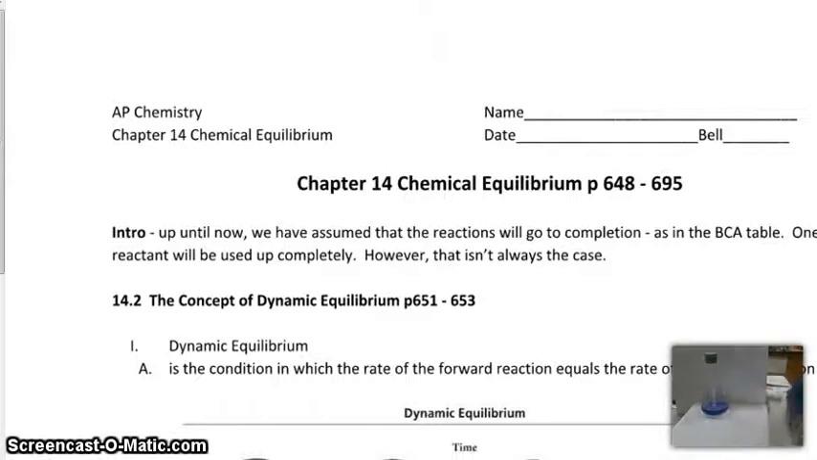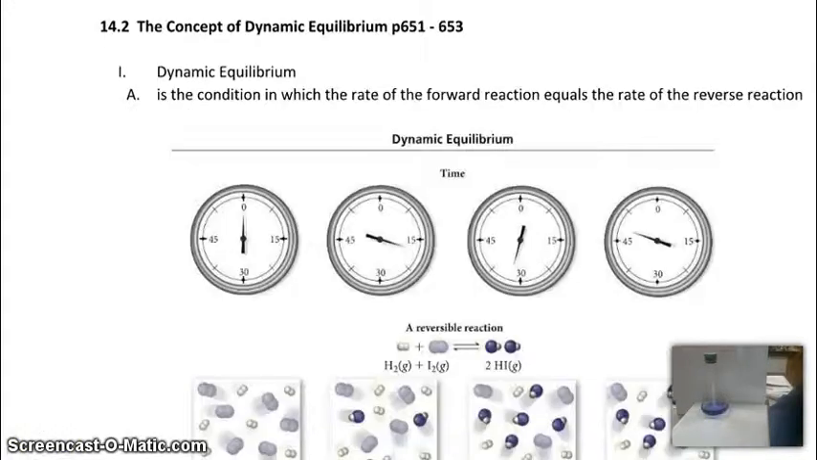So it's turning to a blue liquid, and what's happening here? Did I use up all my reactants to make my products? Is this reaction over with? Is it completed? We're going to find out, and we're going to use this to talk a little bit more about chemical reactions. So the concept of dynamic equilibrium is the condition in which the rate.